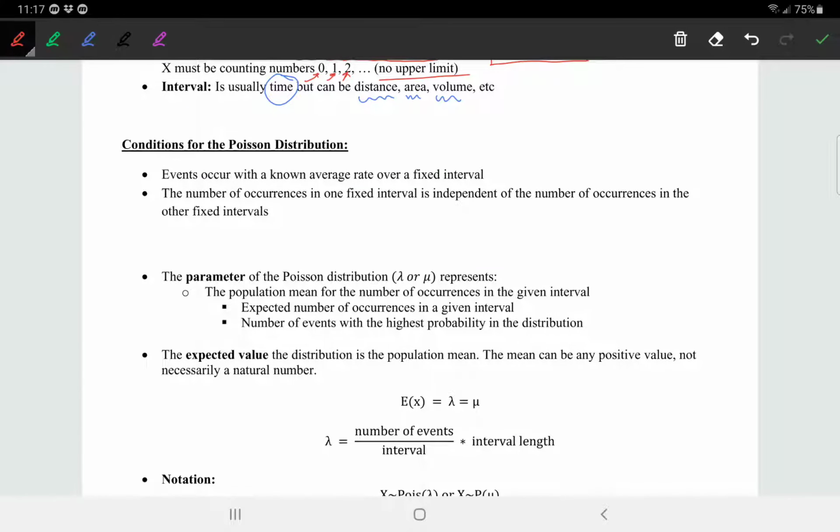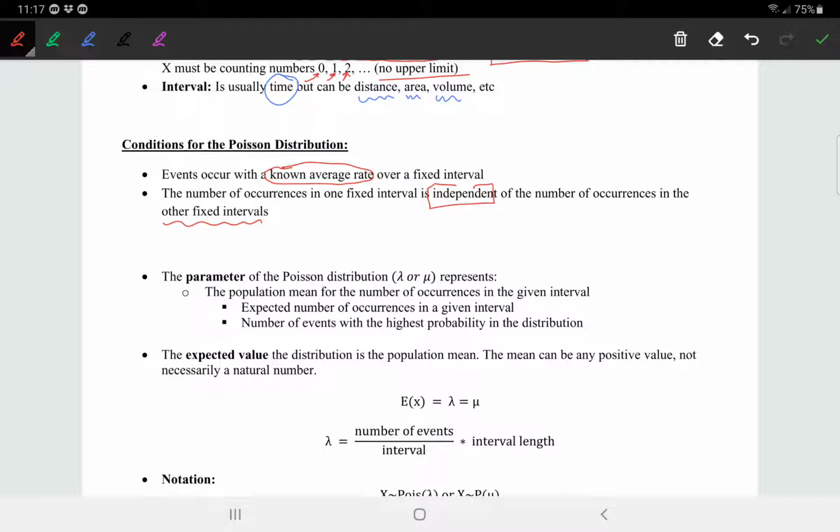Okay, so we have some conditions for the Poisson distribution. The events have to occur with a known average rate over that interval if we're going to use the Poisson. The number of occurrences in one fixed interval must be independent of the number of occurrences in the other intervals. Okay, so independence is always important.